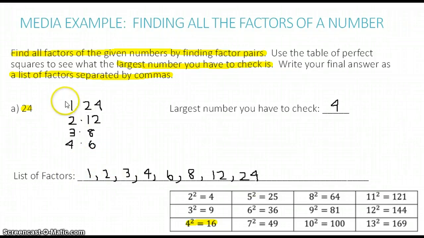So notice we did that very systematically. You don't want to just think of, oh, what numbers can I think of that are factors of 24? Here, this method ensured that we didn't miss any of the factors. And then we created our list. Let's look at the next one.